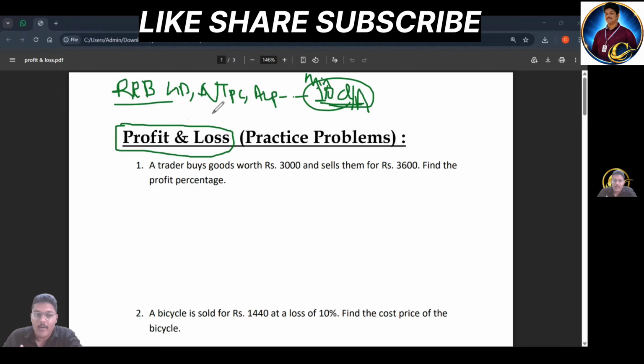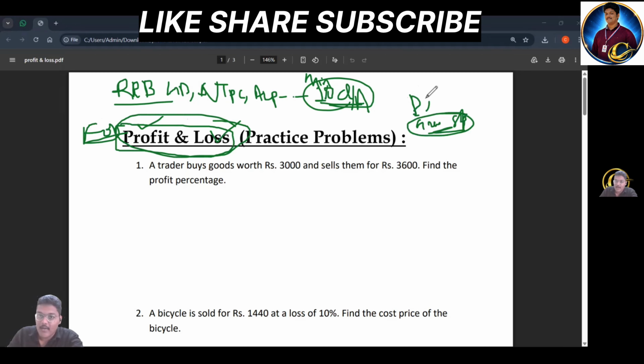I will explain pin to pin what is profit, what is loss, what are its applications, and what are the formulas included in it. I will explain all clearly. After the explanation, I'll also explain discount and the greedy shopkeeper application problem. That is the most important one, and discount is also very important.